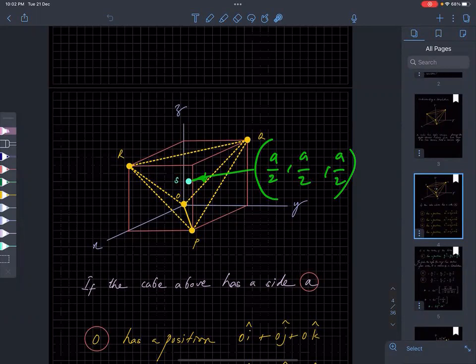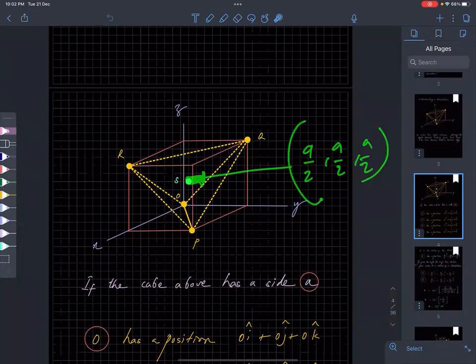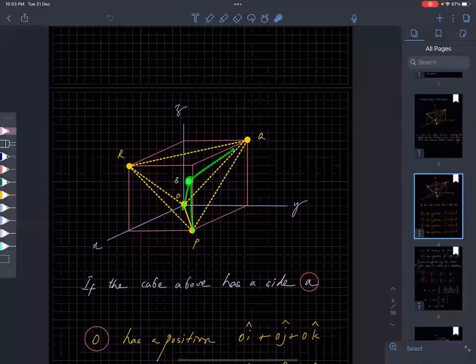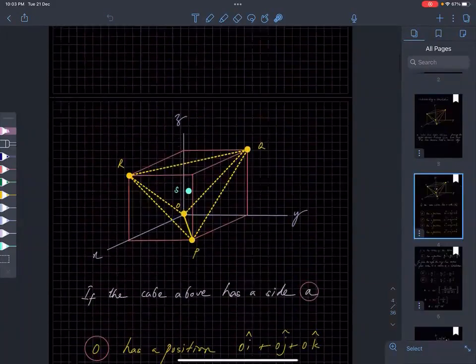Why? Because this is 0, 0, 0, and this corner is A, A, A. That is the body diagonal, and the center will be at the center of the body diagonal. That's why the coordinate of the center will be A by 2, A by 2, A by 2. Clear? Now suppose I need to find the angle between bonds. Here carbon sits, right? Here one bond, and here one bond. Suppose I want to find the angle between any two bonds, what should I do? I should find the vector of each, and I have to find the angle between the vectors using the dot product. Clear?